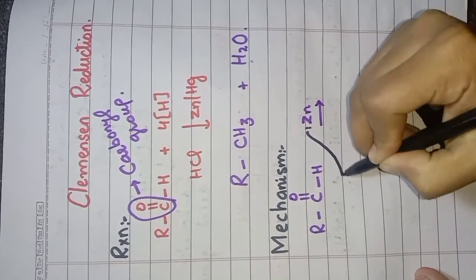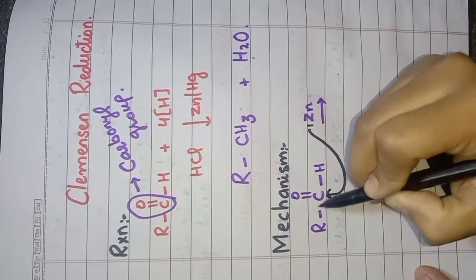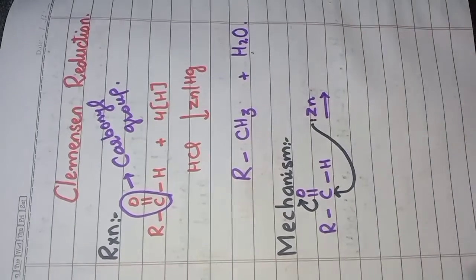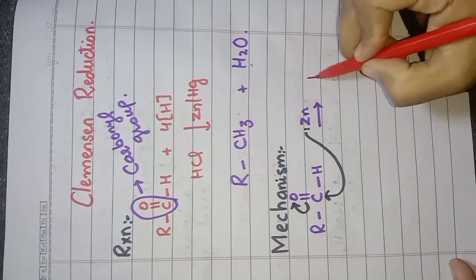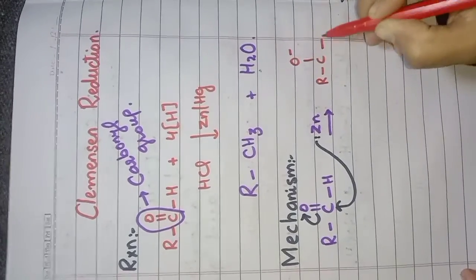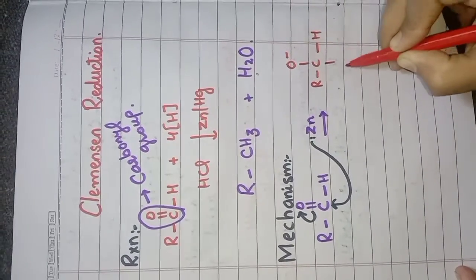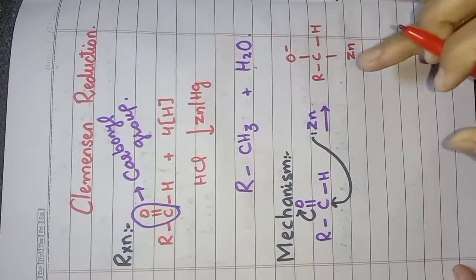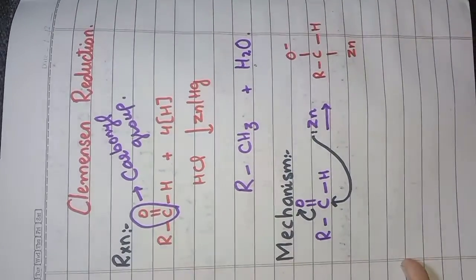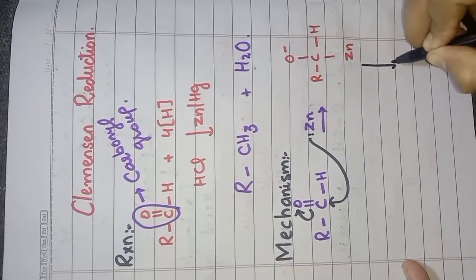This will attack the carbonyl carbon. This bond will shift over to the oxygen and it will give us this compound. Here zinc will attach to this carbon. And in the next step, what will happen?